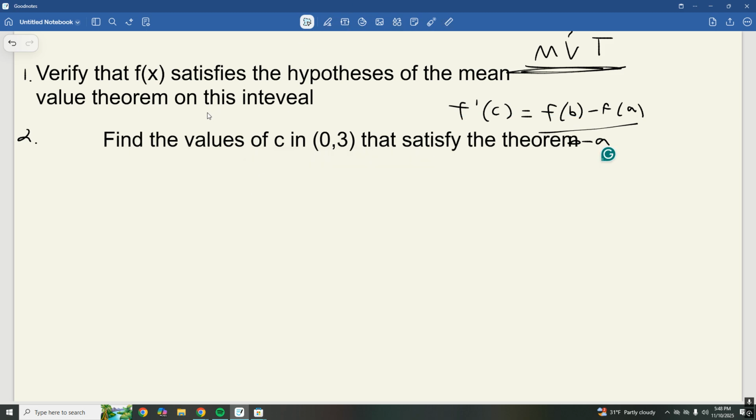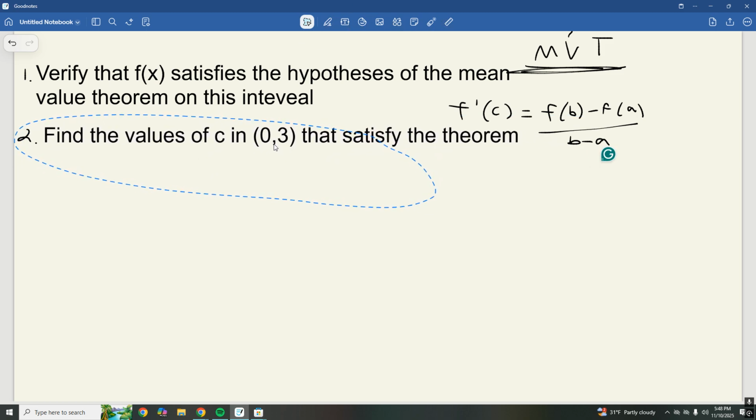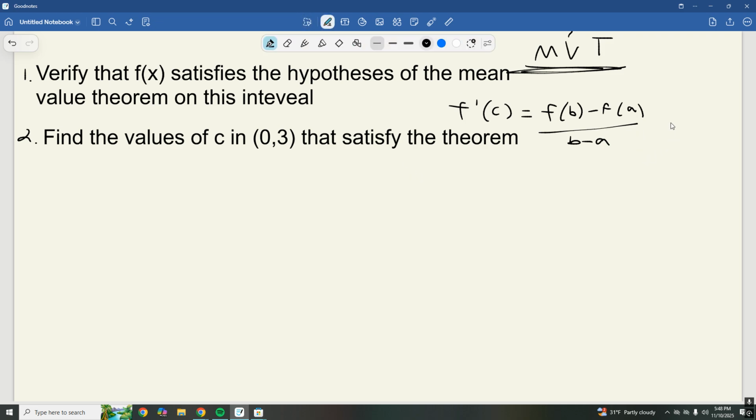So we need to find the values of c in (0, 3). We're going to put this to the side: (0, 3). From this we have our a, and now we have our b. The third part of this question we'll do after we find this. So we're going to go ahead and just get our equation.